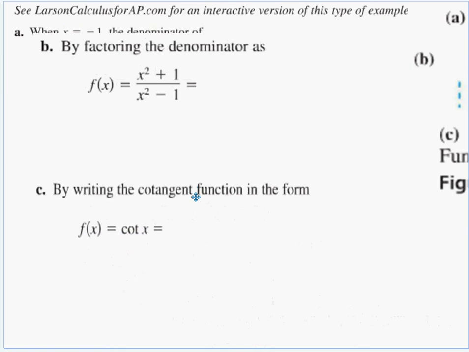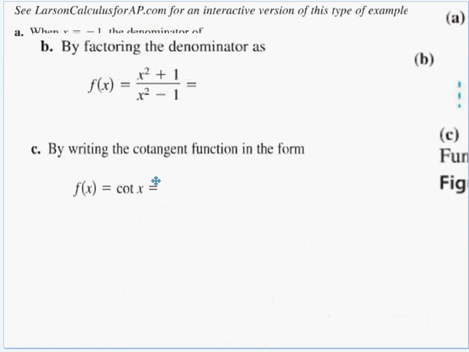There's B. Now this one is a little different. By writing the cotangent function in the form of... Now I would always think, hopefully you remember the graph from pre-calc of what cotan looks like, but we could rewrite it in another form.